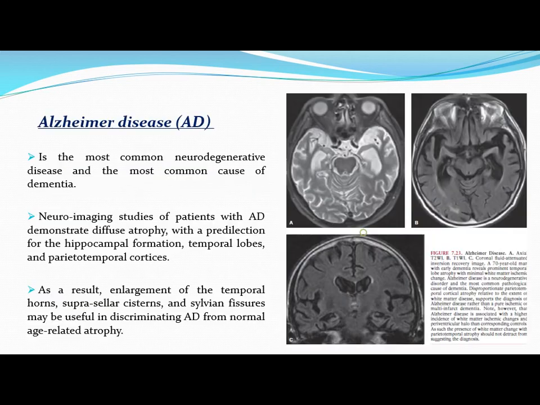Neurodegenerative disorders. Alzheimer's disease is the most common neurodegenerative disease and the most common cause of dementia. Neuroimaging studies of the patient with Alzheimer's disease demonstrate diffuse atrophy with a predilection for the hippocampal formation, temporal lobes, and parietotemporal cortices. As a result, enlargement of the temporal horn, suprasellar cistern, and sylvian fissures may be useful in discriminating Alzheimer's disease from normal age-related atrophy.